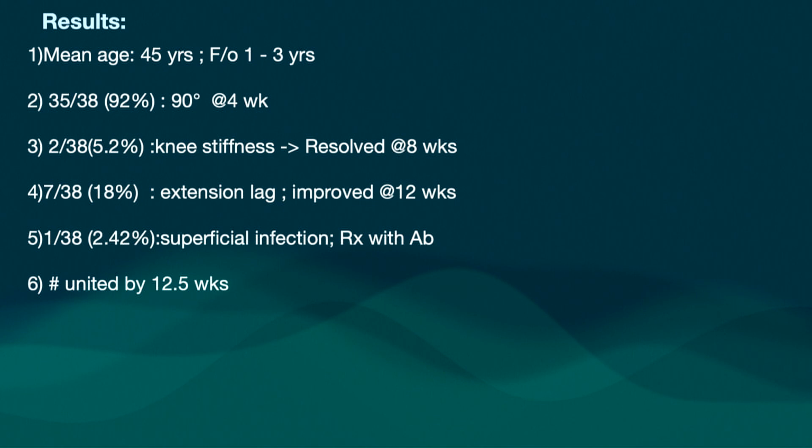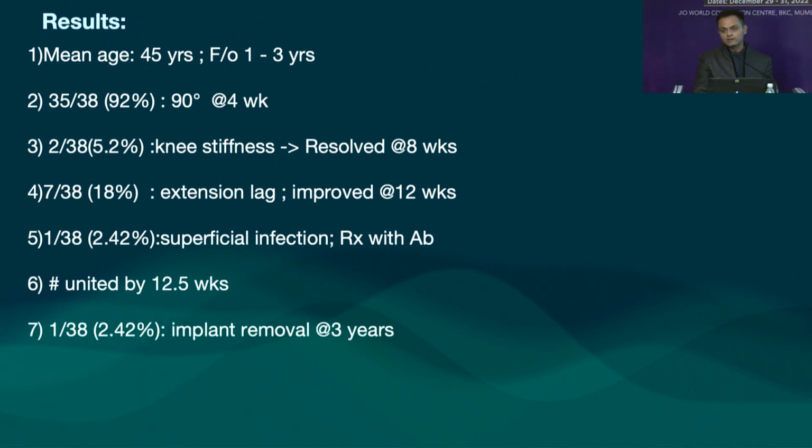Results were as such. The mean age of the patients was 45 years. 35 patients out of 38 had 90 degrees of range of motion at the end of 4 weeks. 2 patients developed knee stiffness, which resolved around 8 weeks with enough physiotherapy. 7 patients had an extension lag, which improved around 12 weeks with physiotherapy. One patient developed a superficial infection, managed with oral antibiotics and resolved. The fractures on average united in 11 to 15 weeks, around 12.5 weeks.